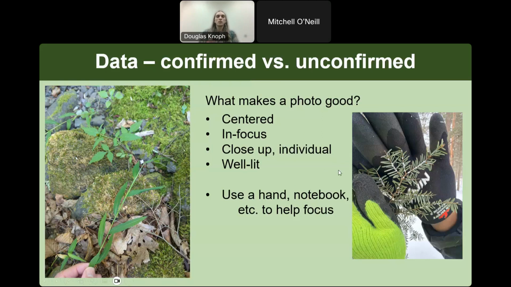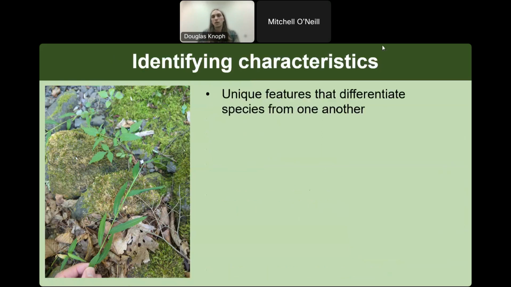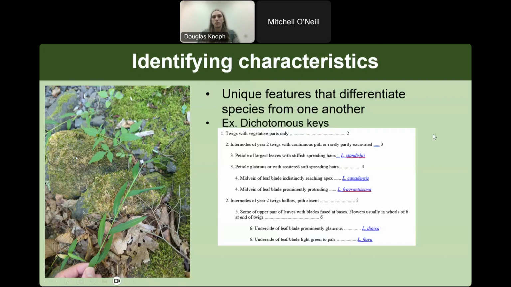The all-encompassing reason for all of this advice is that we need to be able to see the identifying characteristics of whatever species it is that you are reporting. When we say identifying characteristics, what we mean is whatever unique feature is visible on that species that we can use to differentiate it from all of the other possible species that it could be. A good example of this is if anybody has ever gone out into the field and tried to key out specific plants using a field guide or dichotomous key.